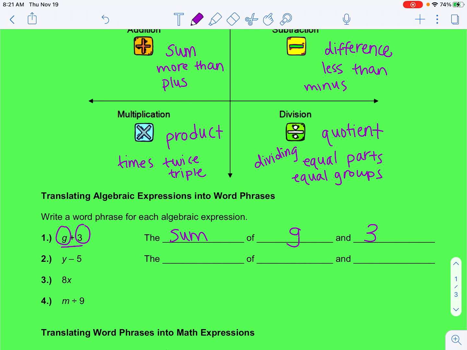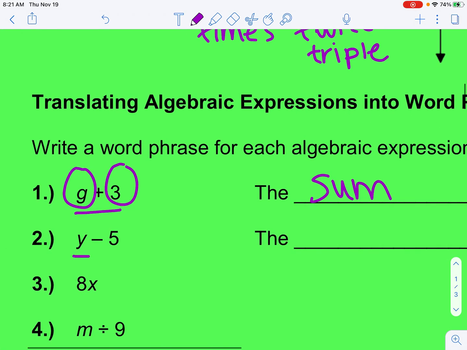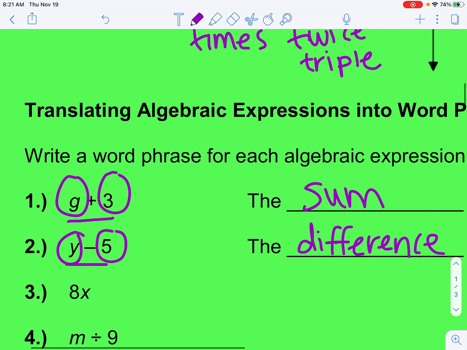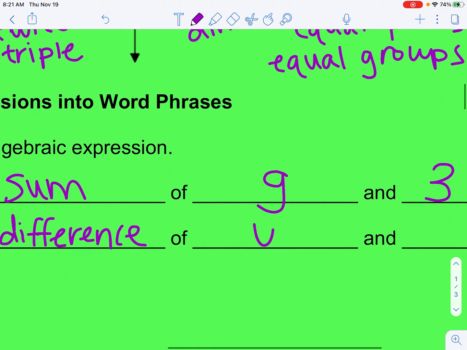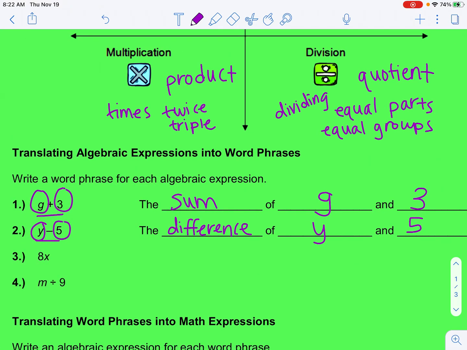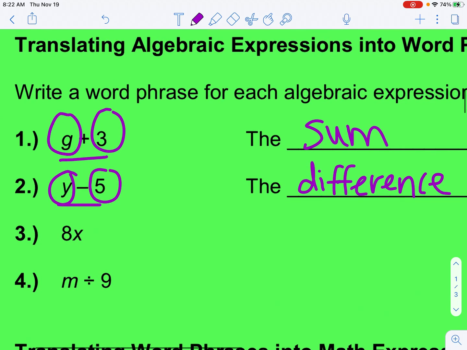Alright, number 2. We're taking y minus 5. So the first thing we want to think about is, what am I doing in this problem? Am I adding, subtracting, multiplying, or dividing? Right, I'm subtracting, and the answer to a subtraction problem is difference. So the difference of y and 5. I hope you're catching on.